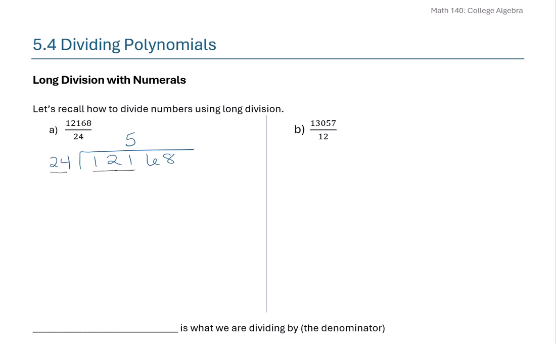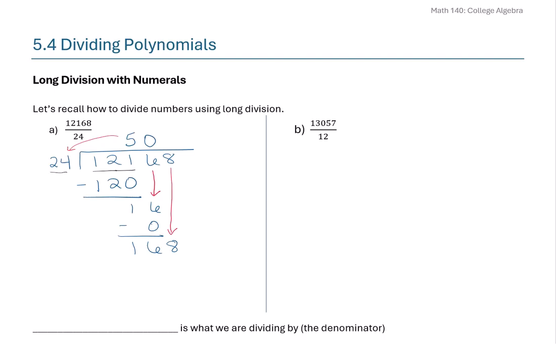Then we multiply that 5 by that 24, and we get 120. We would then subtract the 120 from the 121, and we would get 1. We would then bring down the 6, but notice 24 does not go into 16, so we would actually put a 0 there over the 6 in the tens place. 0 times 24 is 0. So when we subtract, we are still left with 16, and we bring down our next digit of 8.